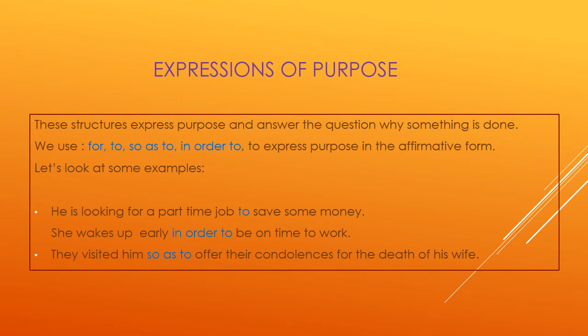Here we have another grammatical point, expressions of purpose. These structures express purpose and answer the question why something is done. We use for, to, so as to, in order to express purpose in the affirmative form. Let's look at some examples. He is looking for a part-time job to save some money. The purpose of looking for a part-time job is that this person wants to save some money.